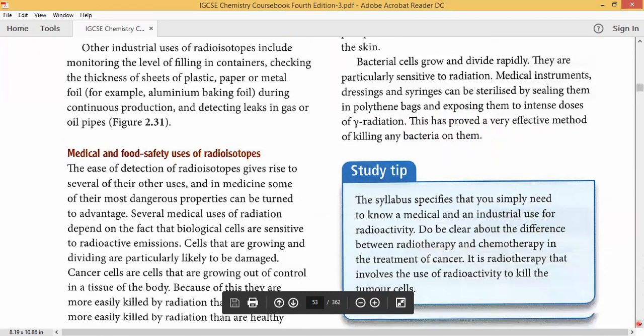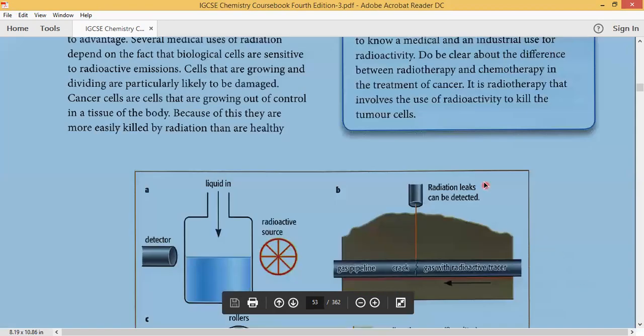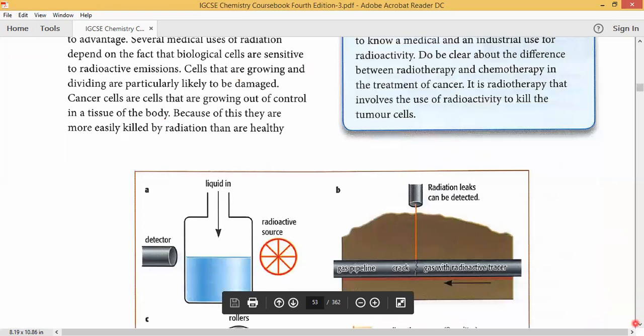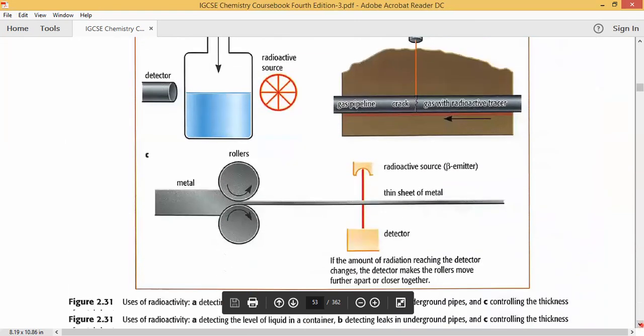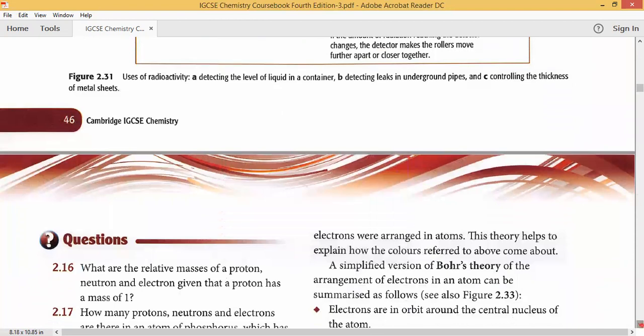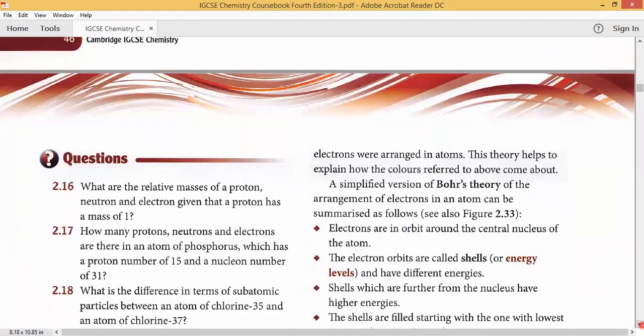So this also completes our radioactivity part, which leaves us with the last topic of this chapter.